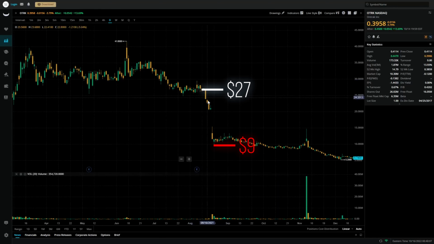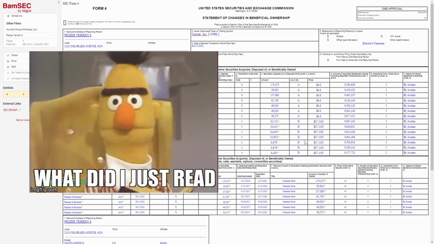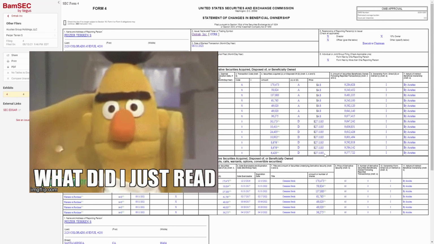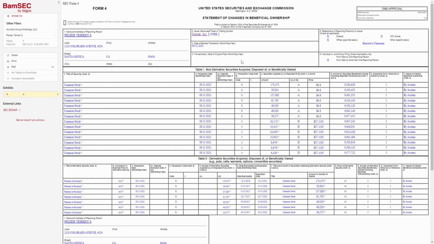Now, people wouldn't have known why this company dropped if they never read the SEC filings. That's why it's important that you just quickly read over a couple of the SEC filings of any company that you're possibly day trading or swing trading, just so you know what's going to happen to the stock price in the coming days and months.